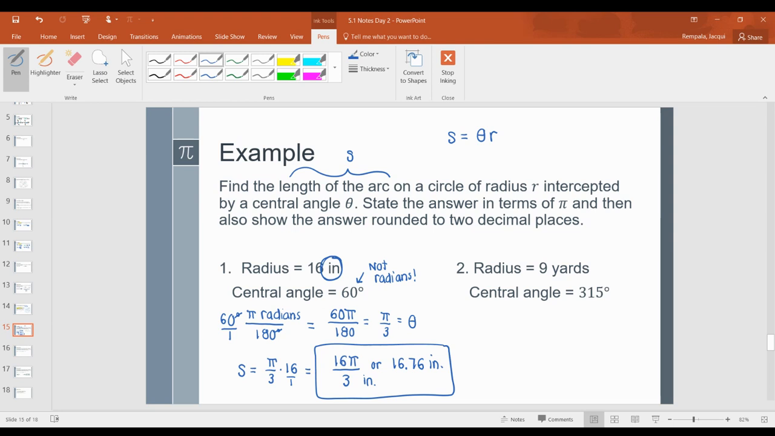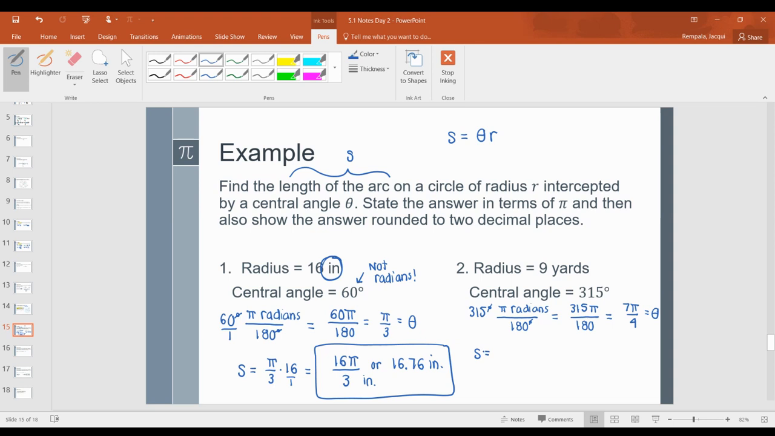Okay, same idea with the next one. They're giving me the radius. This time it's 9 yards, but my central angle, I need to turn it into radians first. So I take 315 degrees and I want to multiply it by pi radians over 180 degrees. When I multiply straight across, 315 is now with pi, 180 is on the bottom. Remember, the degrees canceled. When I simplify that down, that's going to simplify down to 7 pi over 4. So that's the theta that we really want to use.